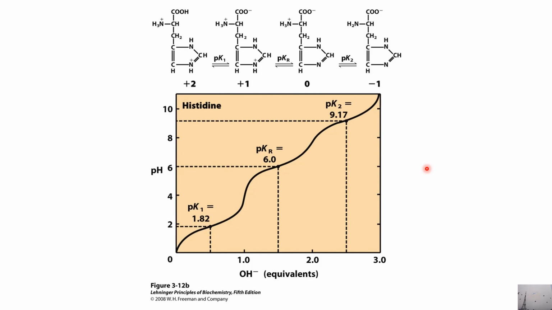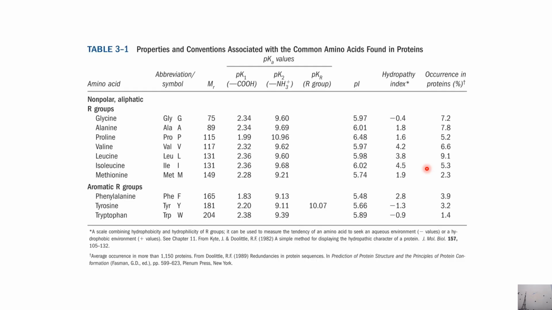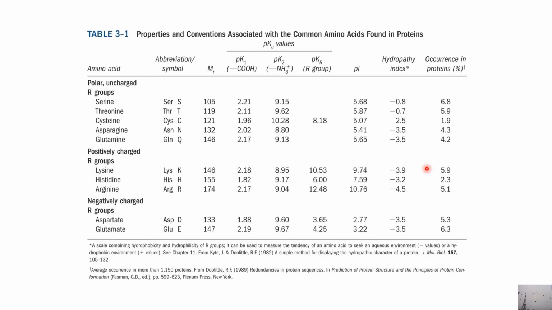So you can see the OH equivalents are on the x-axis, whereas the pH is on the y-axis. And this is the titration curve of histidine. So we have already talked about the different categorizations of how we can divide amino acids.